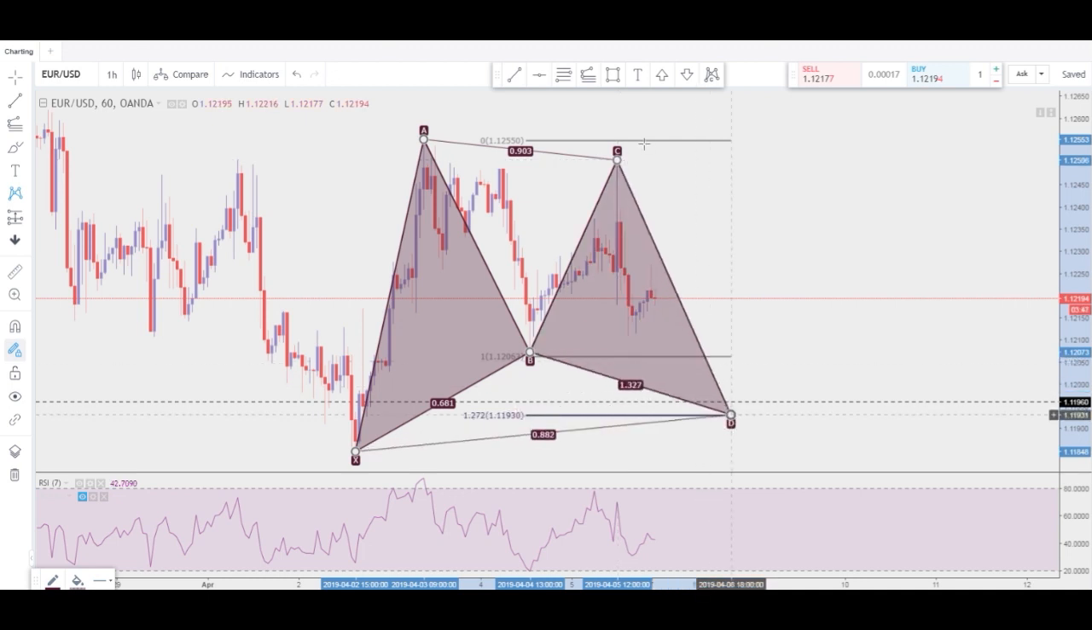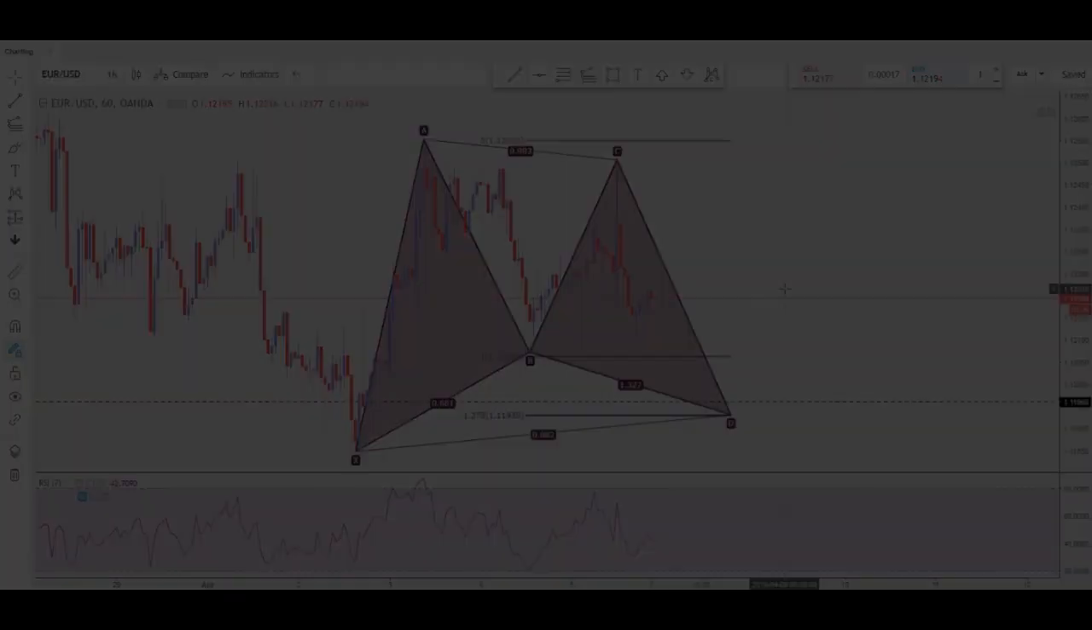Now if price does push down, I'm looking to buy this up at the D completion at 11.93. My stops will go below X and I'm planning to take conventional targets on this pair. Now that's what I'm looking at on this pair. Let's move on to pound dollar.